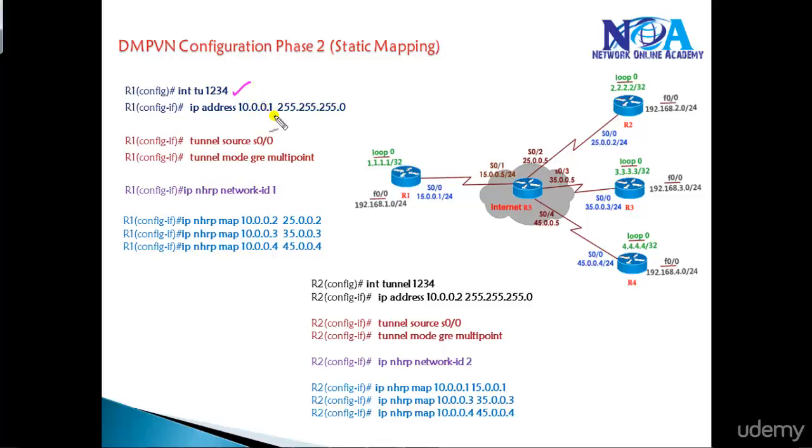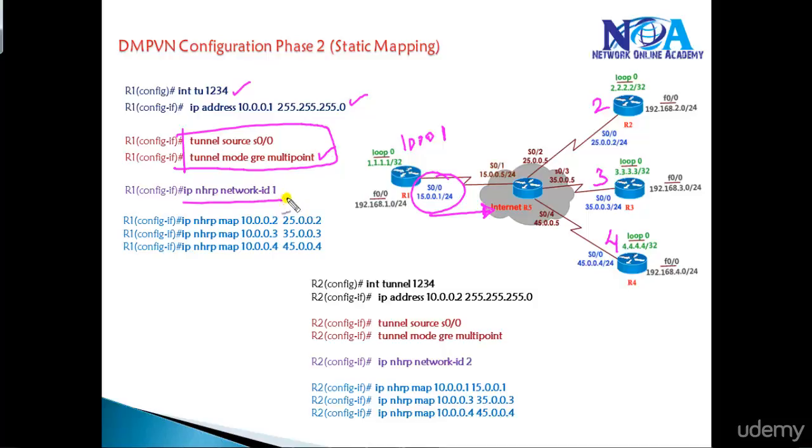First we'll create a tunnel interface, and then assign the IP address. I'll be using 10.0.0.1 on router 1, 10.0.0.2 on router 2, 10.0.0.3 on router 3, and 10.0.0.4 on router 4. And then we set the tunnel source. The source can be either an IP address, 15.0.0.1, or an interface name. As we are configuring multi-point GRE, the tunnel destination will not be present; we need to configure the tunnel mode gre multipoint command.